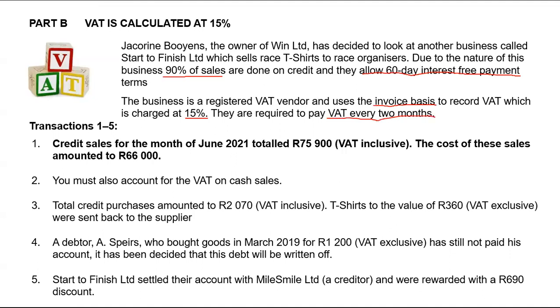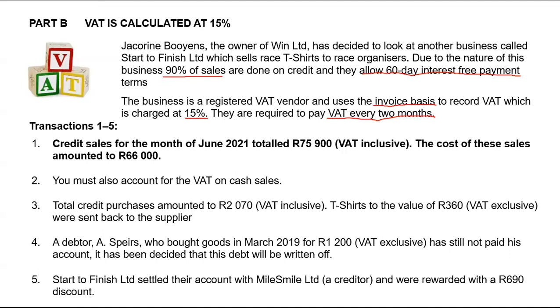The first transaction says credit sales. Note that sales income attracts VAT output. VAT output is a liability. And when it's inclusive, remember that it means it's at 115. So to find the 15, you just multiply by 15 divided by 115. And they said the cost of these sales amounted to 66,000.